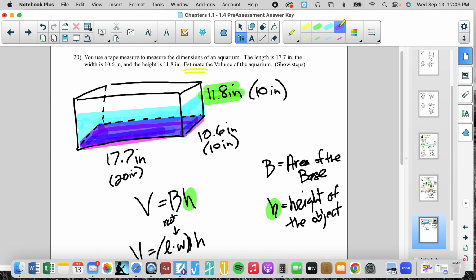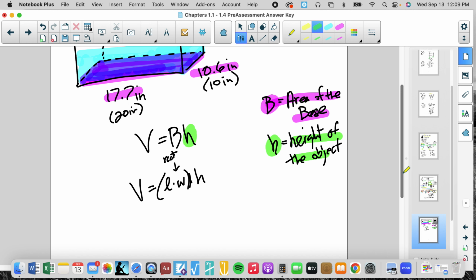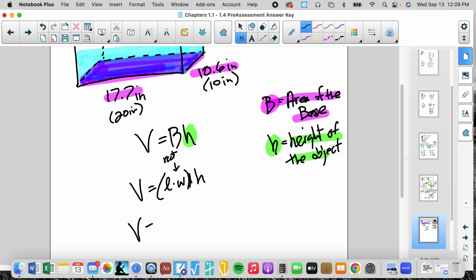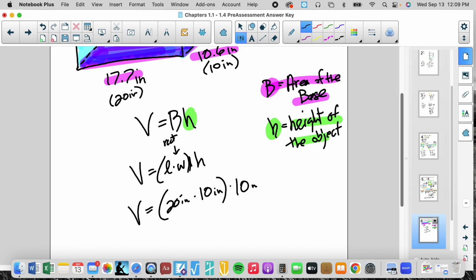So hold on, this is going to be my base area. Area of the base. H is the height of the object. That's the distance between the two bases. So the length, I'm going to plug in. So the length is 20 inches times the width, which is 10 inches, those are my estimated values, times the height, which is also 10 inches.